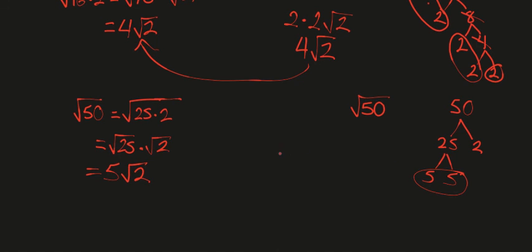So this 5 shows up twice. We're going to write it once. And then we have a 2 left over. So square root of 2. Once again, the exact same thing we got on both ends.